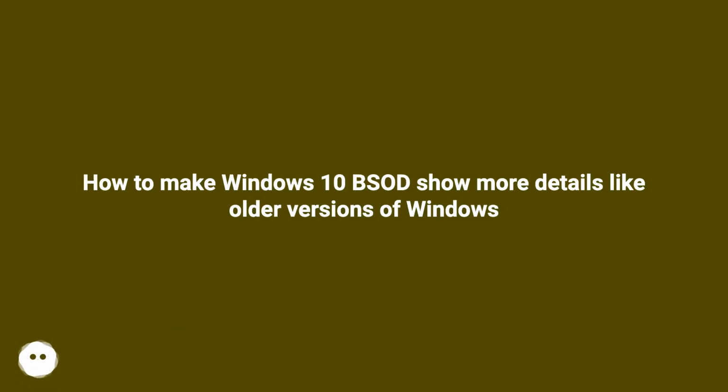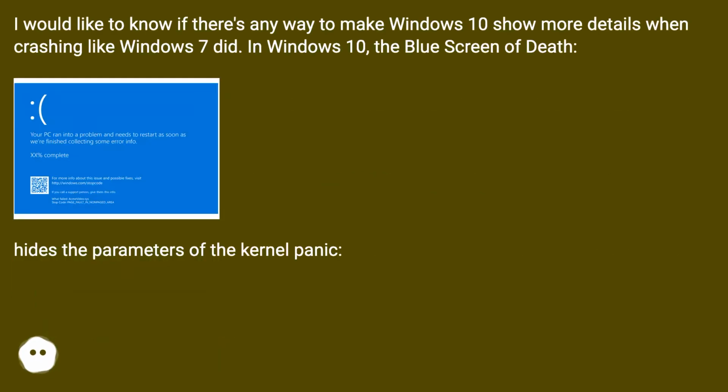How to make Windows 10 BSOD show more details like older versions of Windows. I would like to know if there's any way to make Windows 10 show more details when crashing like Windows 7 did. In Windows 10, the blue screen of death hides the parameters of the kernel panic.